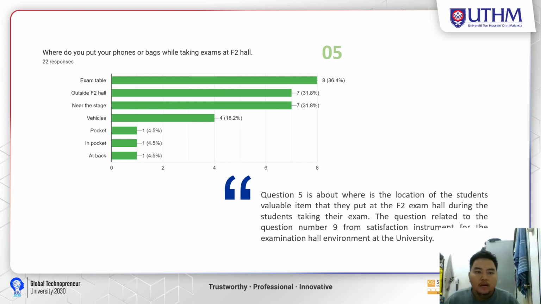And next, this is about the place where students have to put their phones or bags during the exam. Most of the students put their phones on the table to feel safe, but it also causes a disturbance for some students when the azan comes on or when a notification comes on, which causes vibration and noises from the steel of the table. Most students also put them outside of the hall near the stage, vehicle, or pocket at the back.